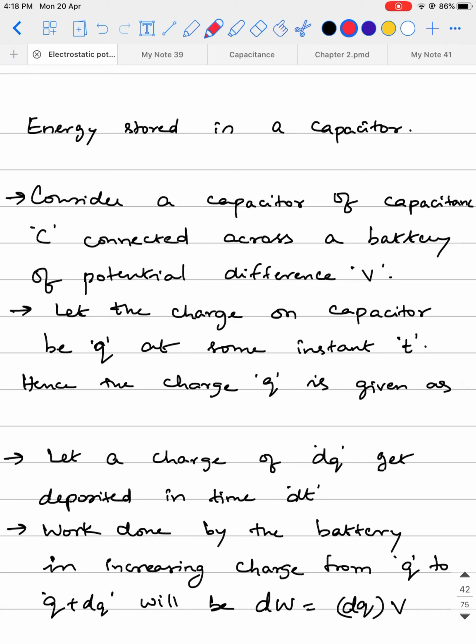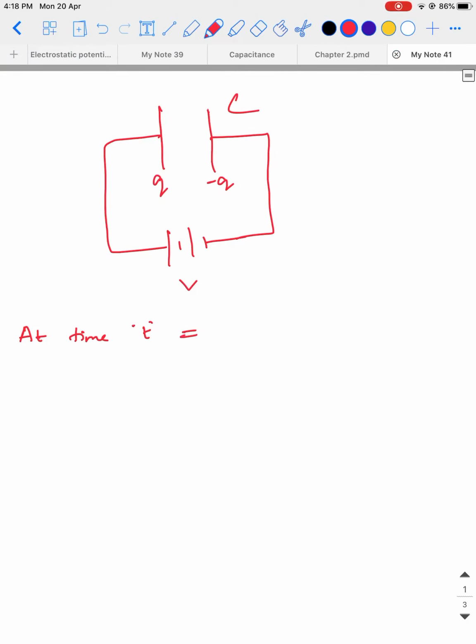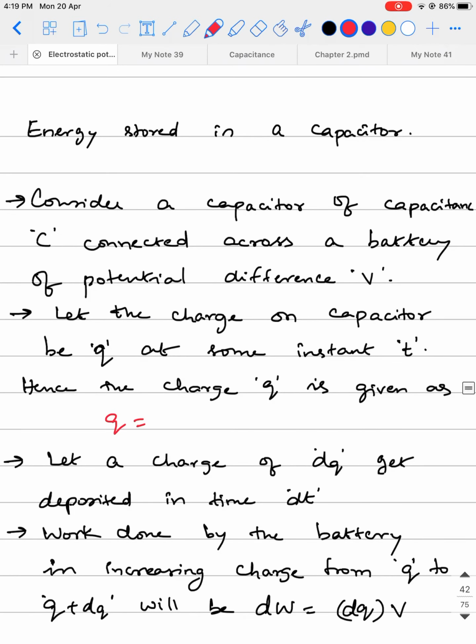Now what will be the relation between Q, C and V? We know that capacitance is charge divided by potential difference. So from this we can conclude that the charge that is getting stored on the capacitor will be equal to C into V. Since at this instant we are saying the charge is Q, Q will be equal to C into V. Let this be equation 1.